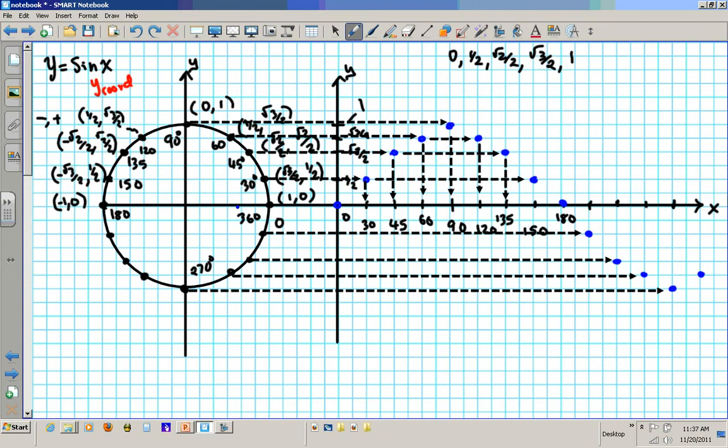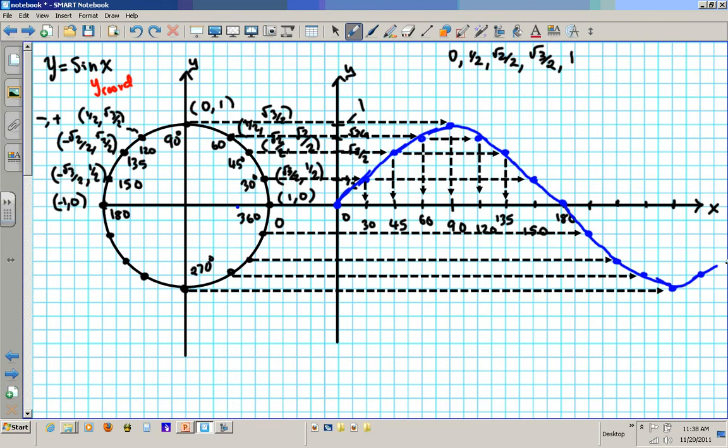Let me put in the sine graph before I finish. So the sine graph is going to be the connection of these dots right here. So we're going to go something like this. Straight like that. Like that. Like that. Can you see that? Yeah. Like that. Okay, so this right here is the sine graph.